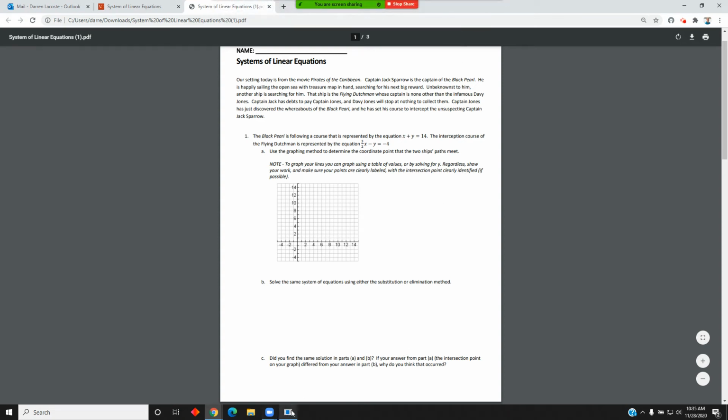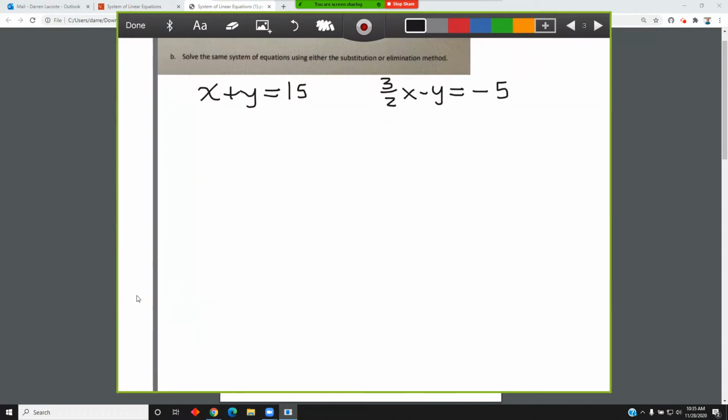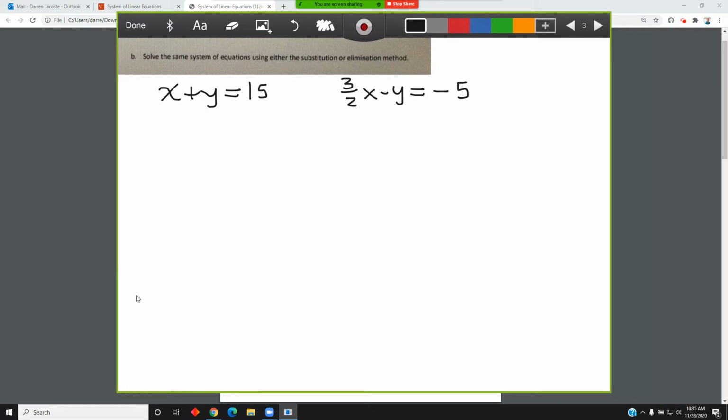The topic of this video is systems of linear equations. We are now going to continue with part B and part C. All right, part B says solve the same system of equations either using the substitution or elimination method.